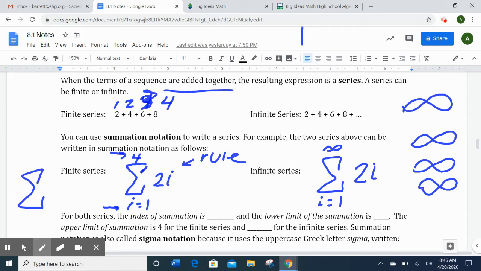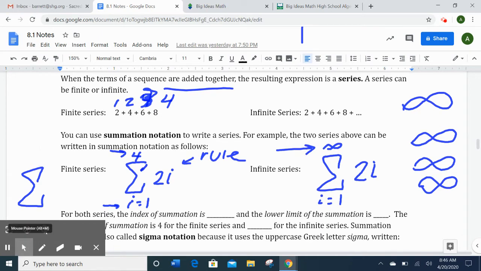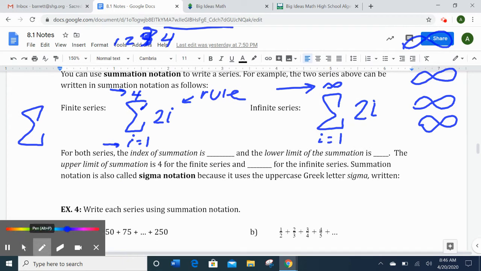So notice the difference between what made it an infinite series versus what kept it a finite series. For both series, the index of summation is I. That's just a term. And the lower limit of the summation is 1. Notice that in both cases, you started with the first term. You don't have to start with the first term. The upper limit of summation is 4 for the finite series and infinity for the infinite series.